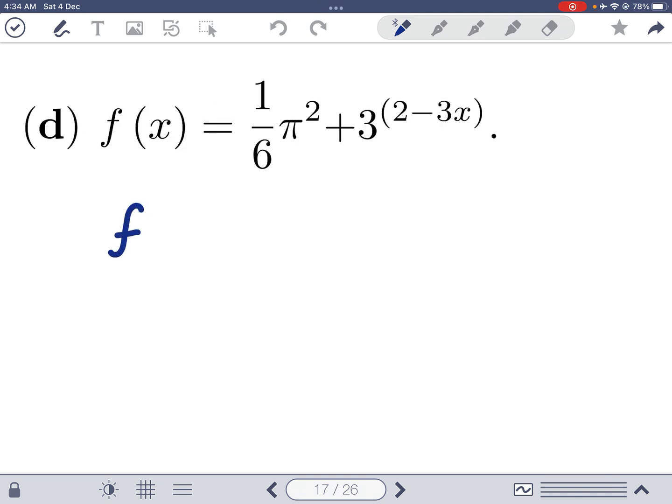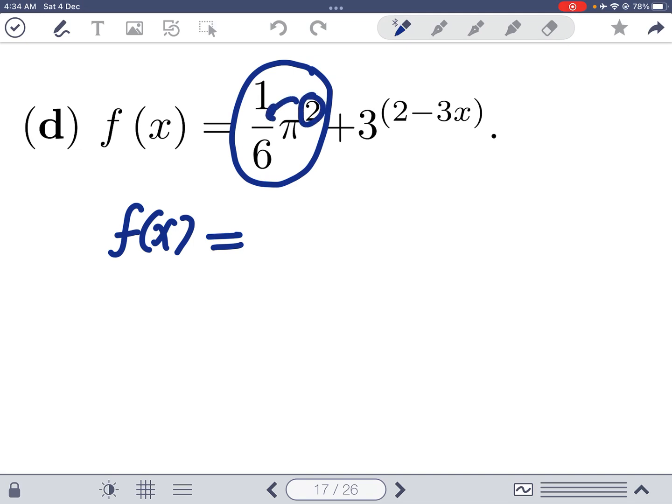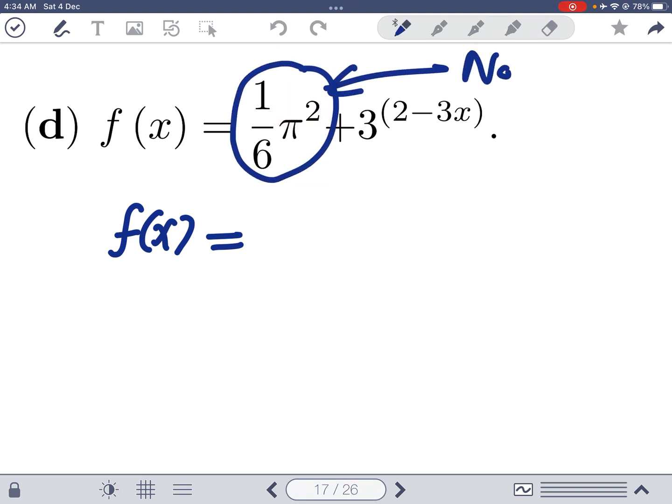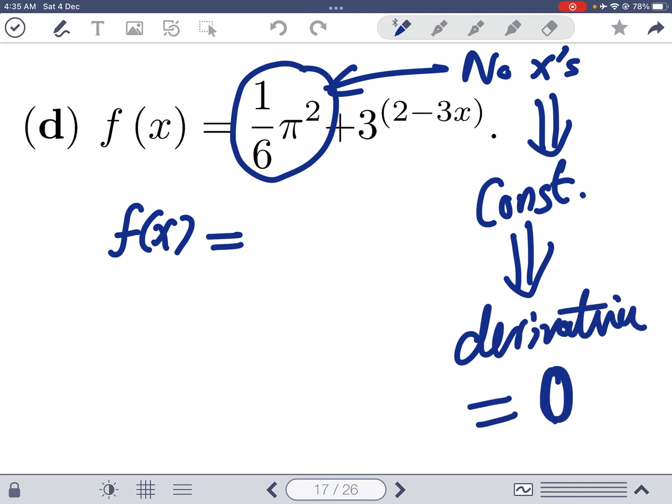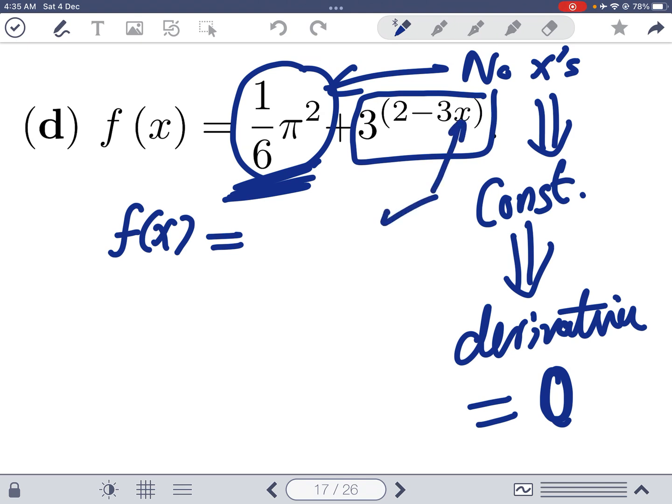So notice here, f of x is equal, this part, 1 over 6 pi squared. Do not do the derivative like bring the 2 down, because why? This has no x's. So no x's, which means it's a constant, which means the derivative of a constant is 0. So this will give me 0 derivative. This one here, yes, it has an x, so this will have something. But this here is a constant, so the derivative is 0.